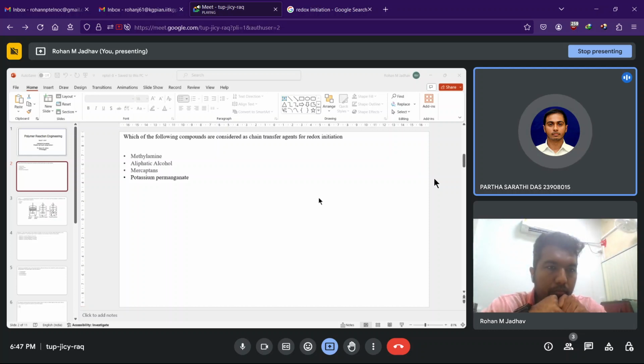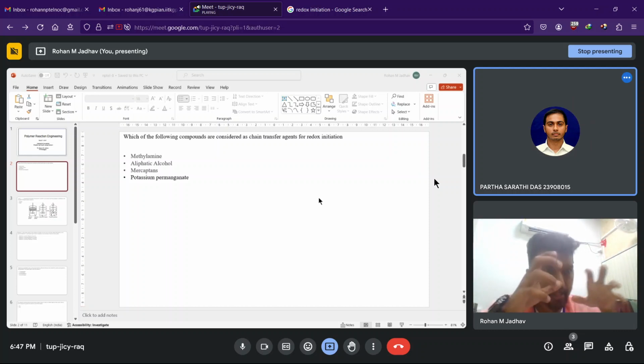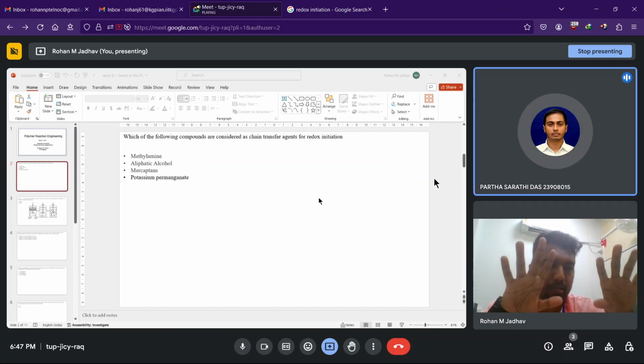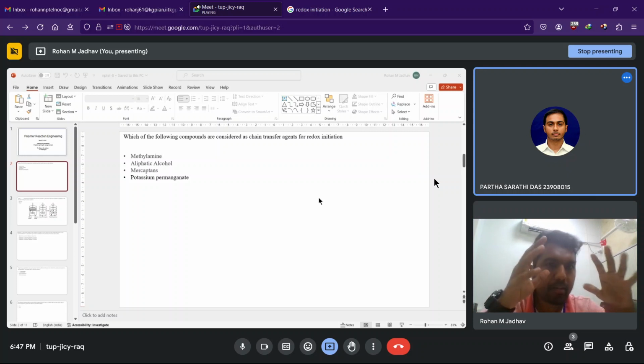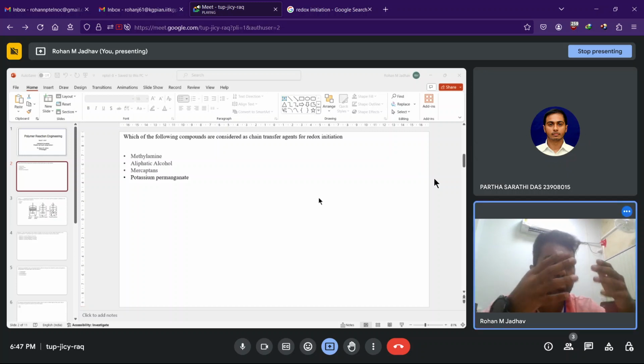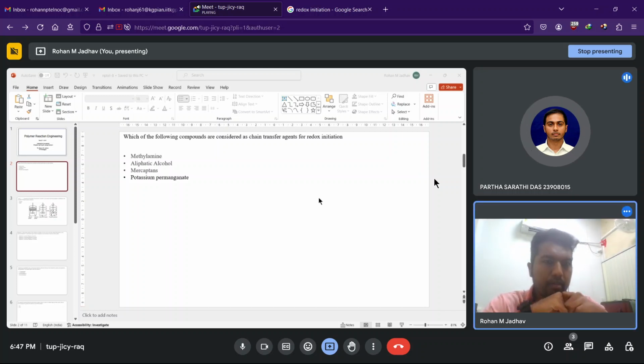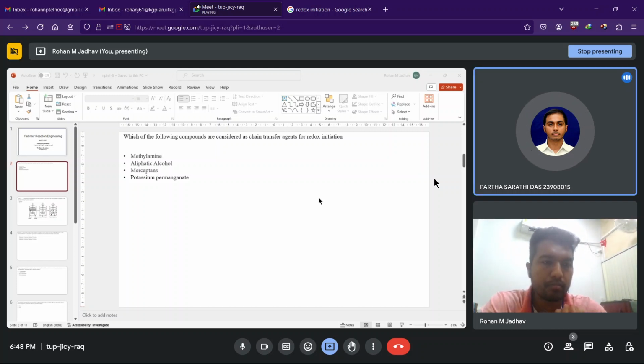The precipitate which we are getting is composed of these 10 different chains. The lengths will be different, but they have the same functional group, the same kind of polymer molecule.